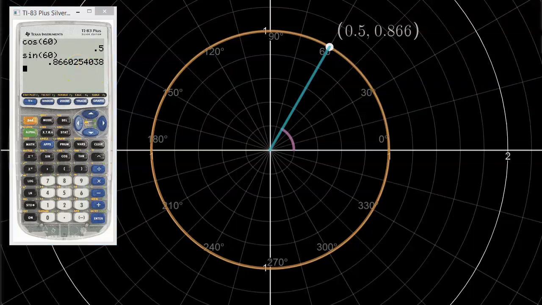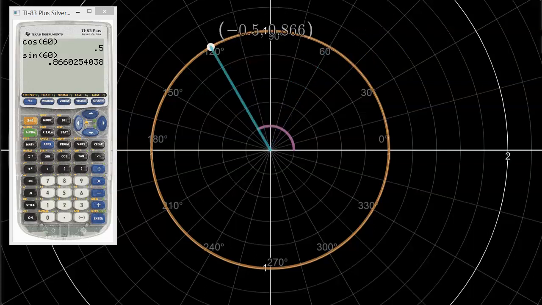Interesting. Where have I just seen that? It looks like the value of cosine 60 degrees is actually equal to the x-coordinate of the point where the terminal arm intersects the unit circle. And similarly, the value of sine 60 degrees, or 0.866, is equal to the y-coordinate at the same point. So does this always work? Let's try another arbitrary point.